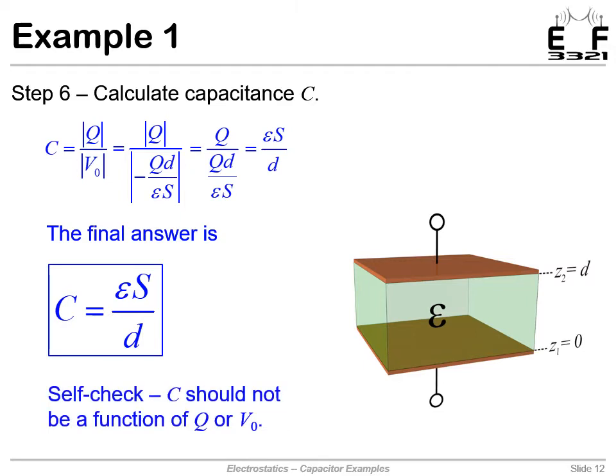We do a final check. The capacitance should not depend on the charge Q that we assumed or the voltage between the plates. Another way we could do this is apply a voltage and calculate Q. But either way, the voltage and Q should not be part of our equation for capacitance, and it is not there, so we're good. If somehow there's a Q or V naught in our formula for C, well, there's a flag that we've done something wrong.